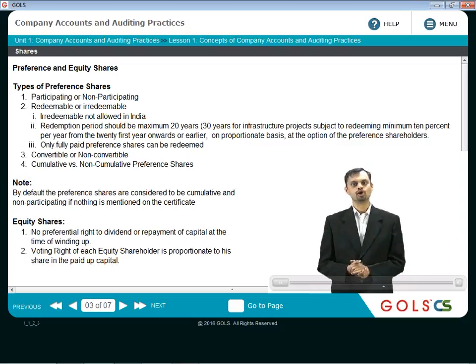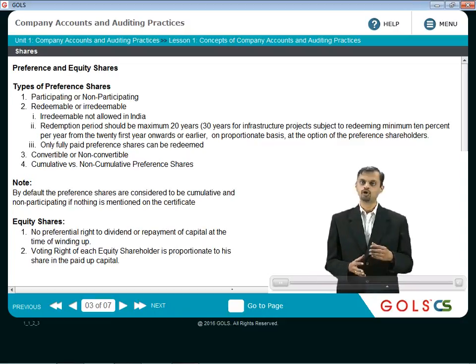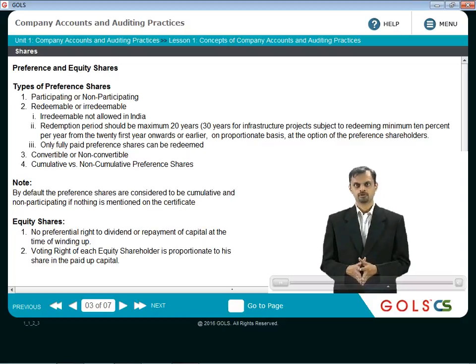Cumulative versus non-cumulative preference shares. Now what is cumulative preference share? Let us take an example. Suppose in 2010, company did not declare dividend. So preference shareholders and equity shareholders did not get the dividend. In 2011, company is declaring the dividend.